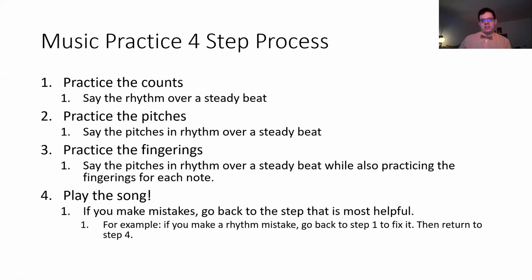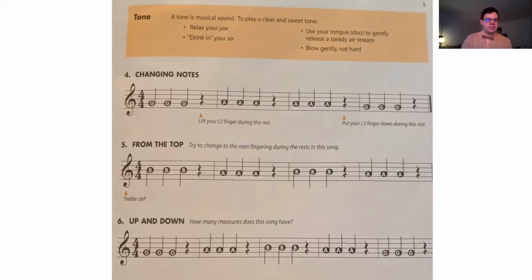If you're playing it and you make some mistakes, figure out what that mistake is. For example, if it's a rhythm mistake, you should go back to step number 1 because that's where we practice the rhythm. So let's go for an example for that. So let's say I'm practicing number 4 here, changing notes. And I'm going to start with step 1, which is the counts. I'll set myself a steady beat, and I'll say 1, 2, 3, 1, 2, 3, and so on.